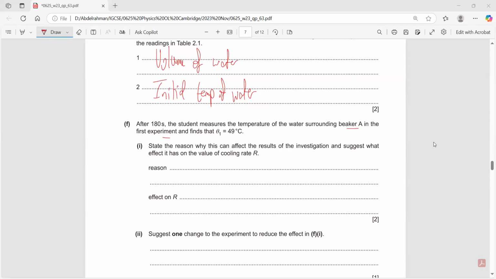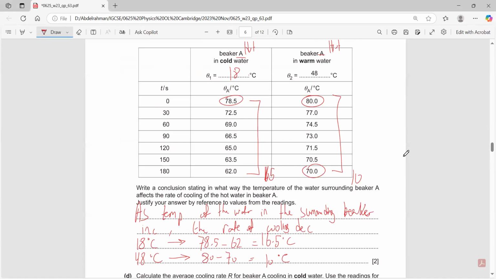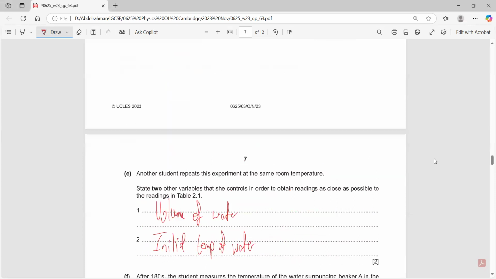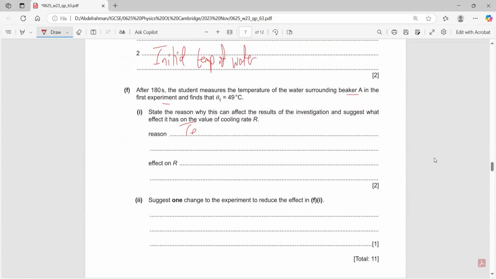Isn't it much larger than theta 2 at the end? What was theta 2? Theta 2 was 48, and 49 is larger than theta 2. Yes, it is much larger than theta 2. This means that this would affect the rate of cooling. The temperature is larger than theta 2.